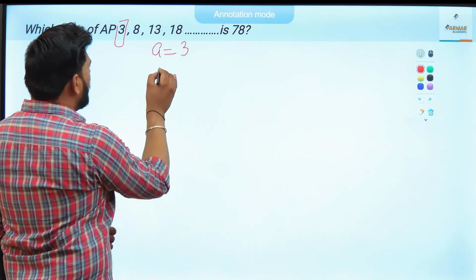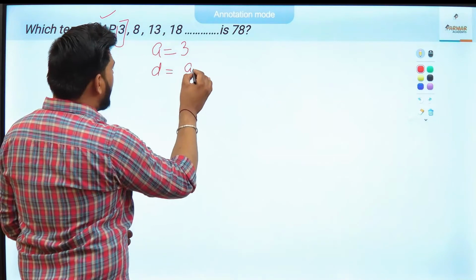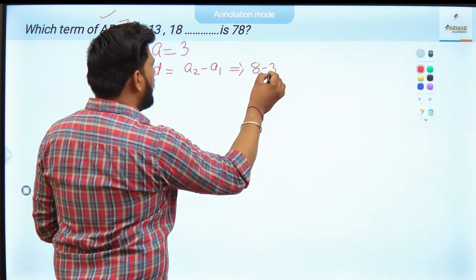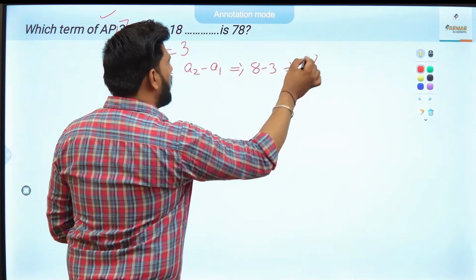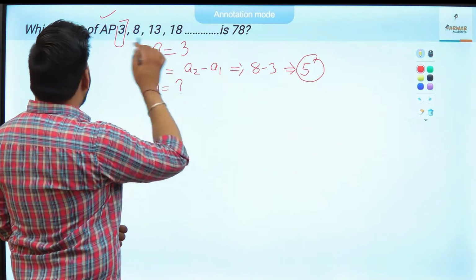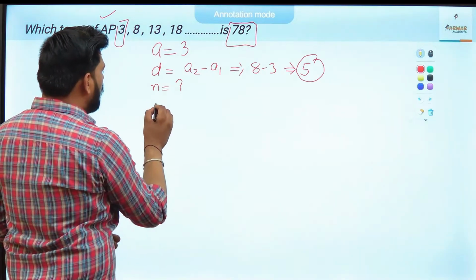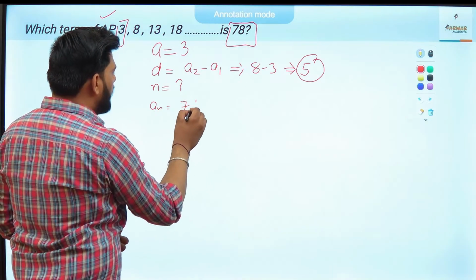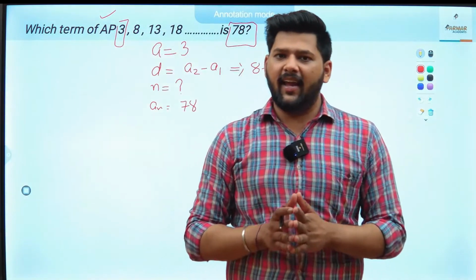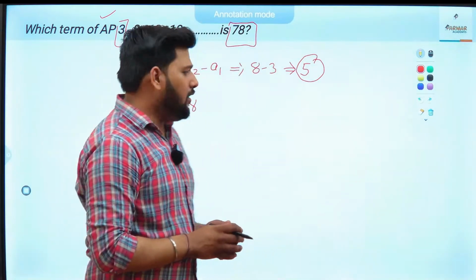A. As it is given that this is an AP, the difference is second term minus first term, that is 8 minus 3 equal to 5. So common difference is 5 and we have to find at which place this term lies, or its position. So an is equal to 78. This is given. Now using the previous formula that an is equal to a plus n minus 1 times d, we will easily find the value of n.